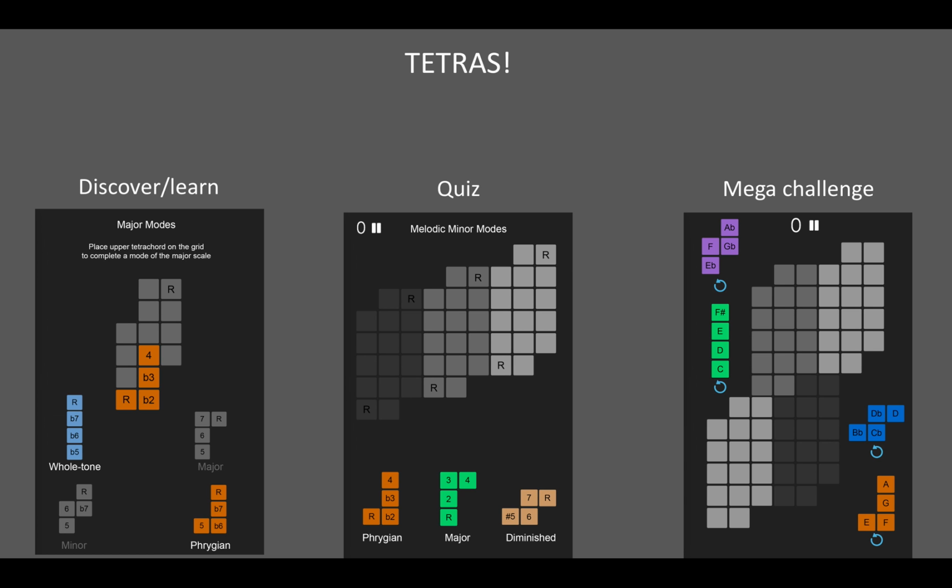The middle pane shows a quiz mode where one can make modes of their own choice, and if it's correct, it plays, and if it's incorrect, then it goes away and becomes unavailable. And on the right is a mega challenge that uses letters instead of numbers, and they can be flipped.